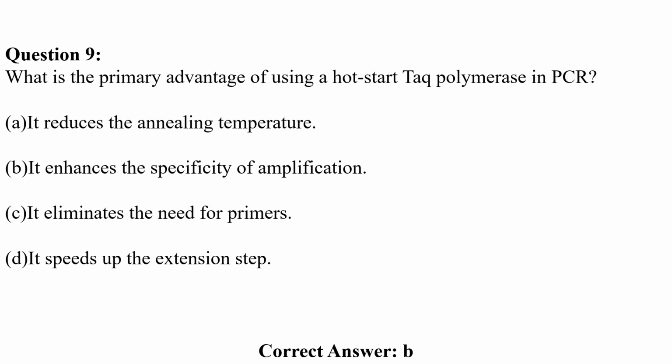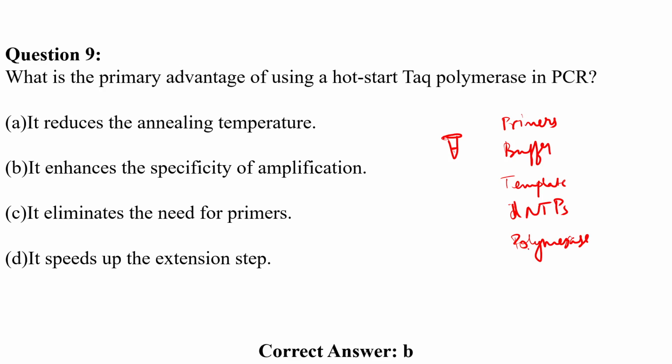So what is a hot start PCR? When we are setting up a PCR in a vial, the PCR tube, we are adding all the reaction components, that is, we are adding the primers, the buffer, and then the template, and the dNTPs, and finally we add the polymerase, right? So all these things are added.